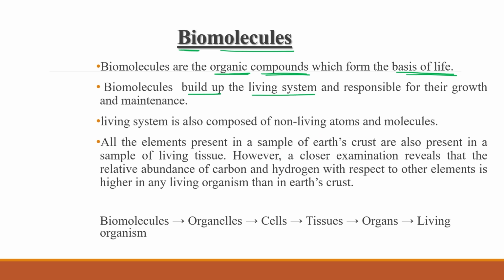So if you compare all the elements present on the earth with a living tissue, after very close examination, you will be surprised that the percentage of carbon and hydrogen is quite high in a living system than in the earth's crust. That's why it is written over here: a close examination reveals that the relative abundance of carbon and hydrogen with respect to other elements is higher in any living organism than in the earth's crust. This is your NCERT line.